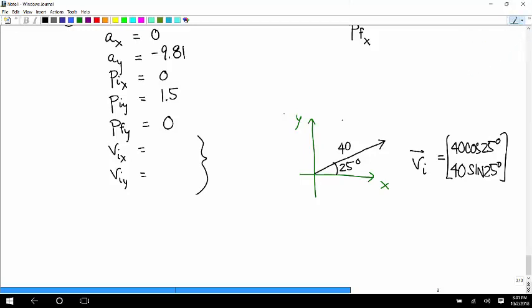And if your calculator's in degrees, the most common thing that goes wrong in calculating these, punching these into your calculator, is that your calculator's in radians. So let me know if yours is in radians and you can't figure out how to switch it. But if it's in degrees, for vix, you would get 36.25. And for viy, you would get 16.90.